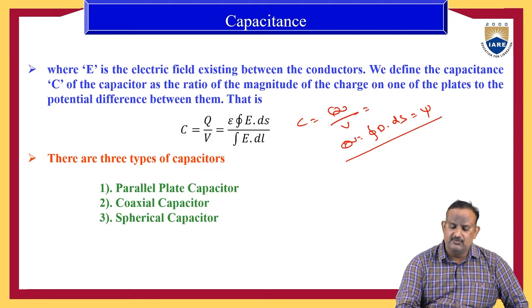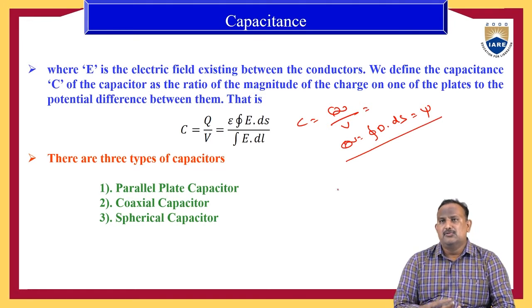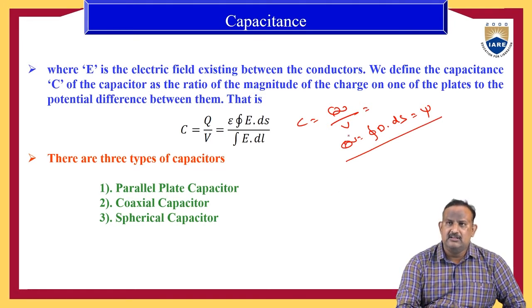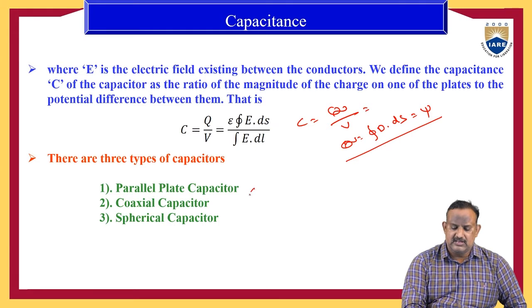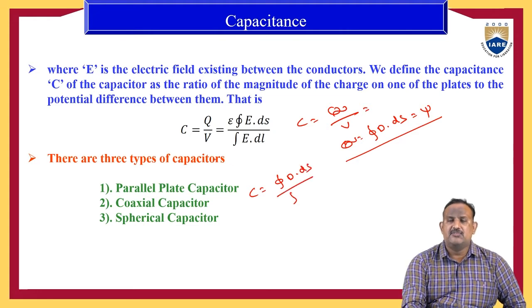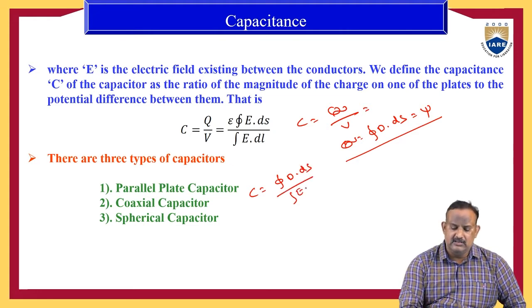Using Gauss law, we have the formula: in any closed surface, the charge enclosed in the closed surface Q is equal to the flux through the closed surface. But flux is equal to the surface integral of D dot dS. So using this formula, we can find the charge. Therefore, the capacitance C is equal to the charge, which is the integral of D dot dS, divided by the potential, which we can write as the integral of E dot dl.